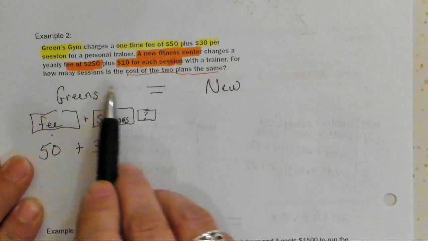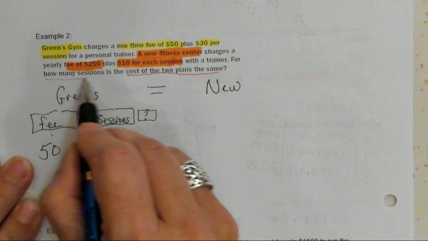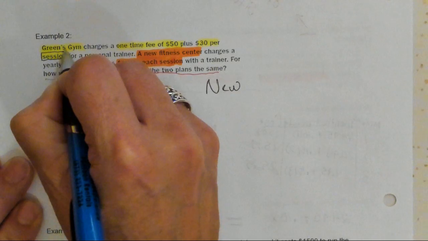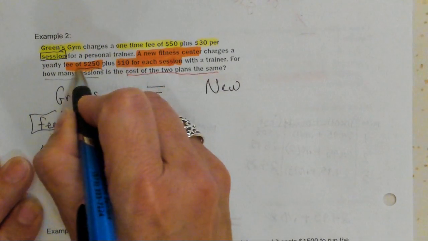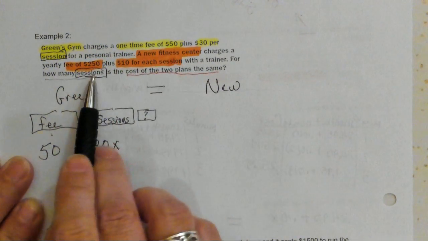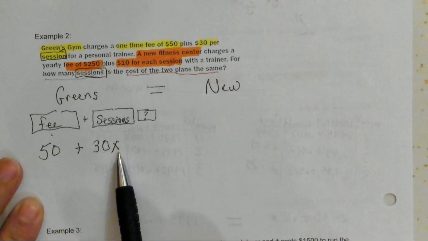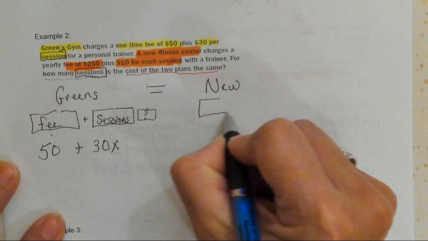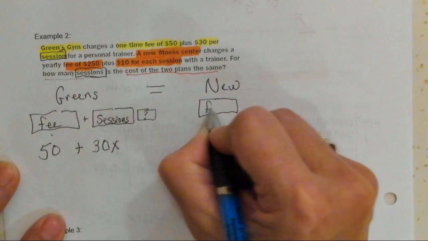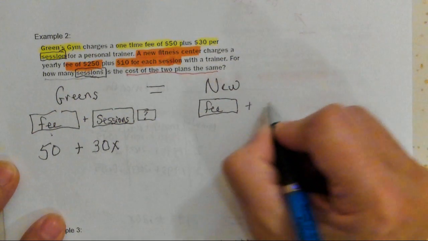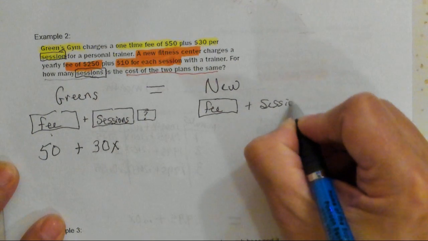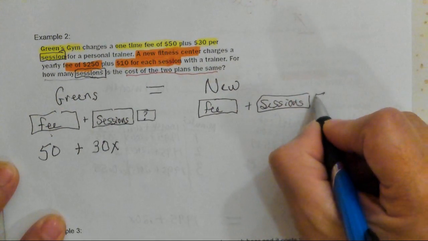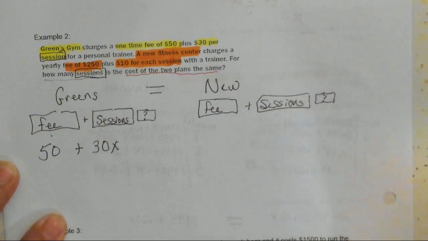So notice here, how many sessions is my question, and this is the number in this situation that has to do with sessions. So that's another hint, a way to look for where your letter goes, or which number your letter goes with. So the same thing over here. The new club also has a fee, and they also charge for sessions. And again, that's what we're looking for. We don't know how many sessions we're going to do.